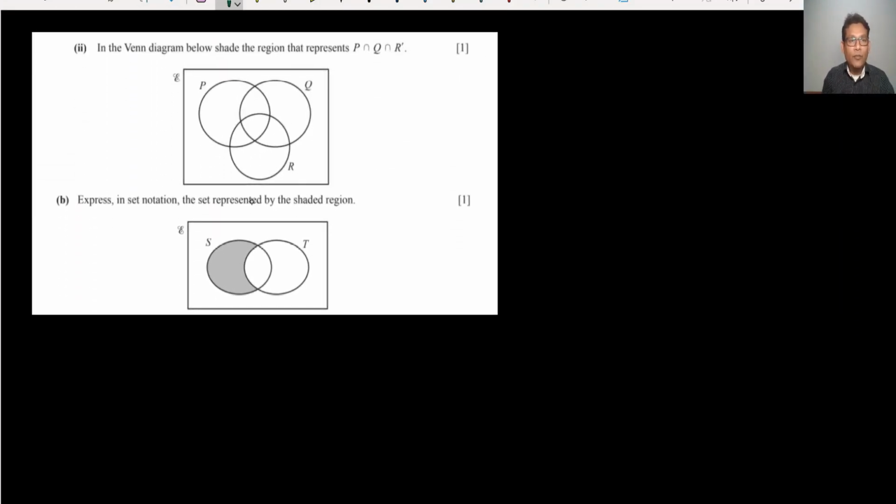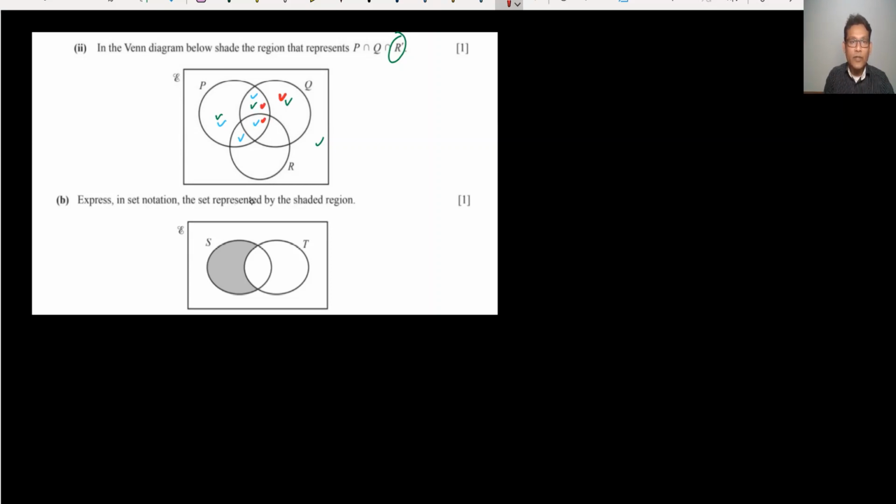If we move to the second part, in the Venn diagram, shade the region. First of all, I would like to do R complement. R complement means without R. This one, and this one. There are four areas which are R complement. And Q and P and R, all intersection, means P is here complete. If you can see, P is here, 1, 2, 3, and 4. This is P. And for Q, I will use this.